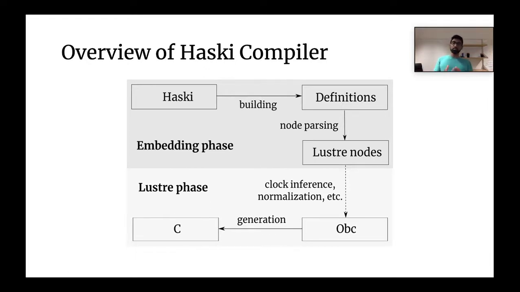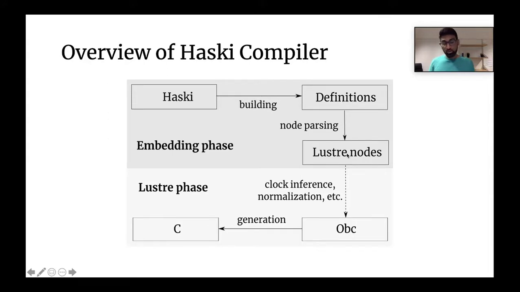So Haski is an embedded domain-specific language. It does not require any sort of custom modifications of the Haskell compiler to be performed. What you're doing when you're compiling a Haski program is just calling a Haskell function, and essentially what it does is build a sequence of string definitions, and these string definitions are in turn transformed into a sequence of Lustre nodes.